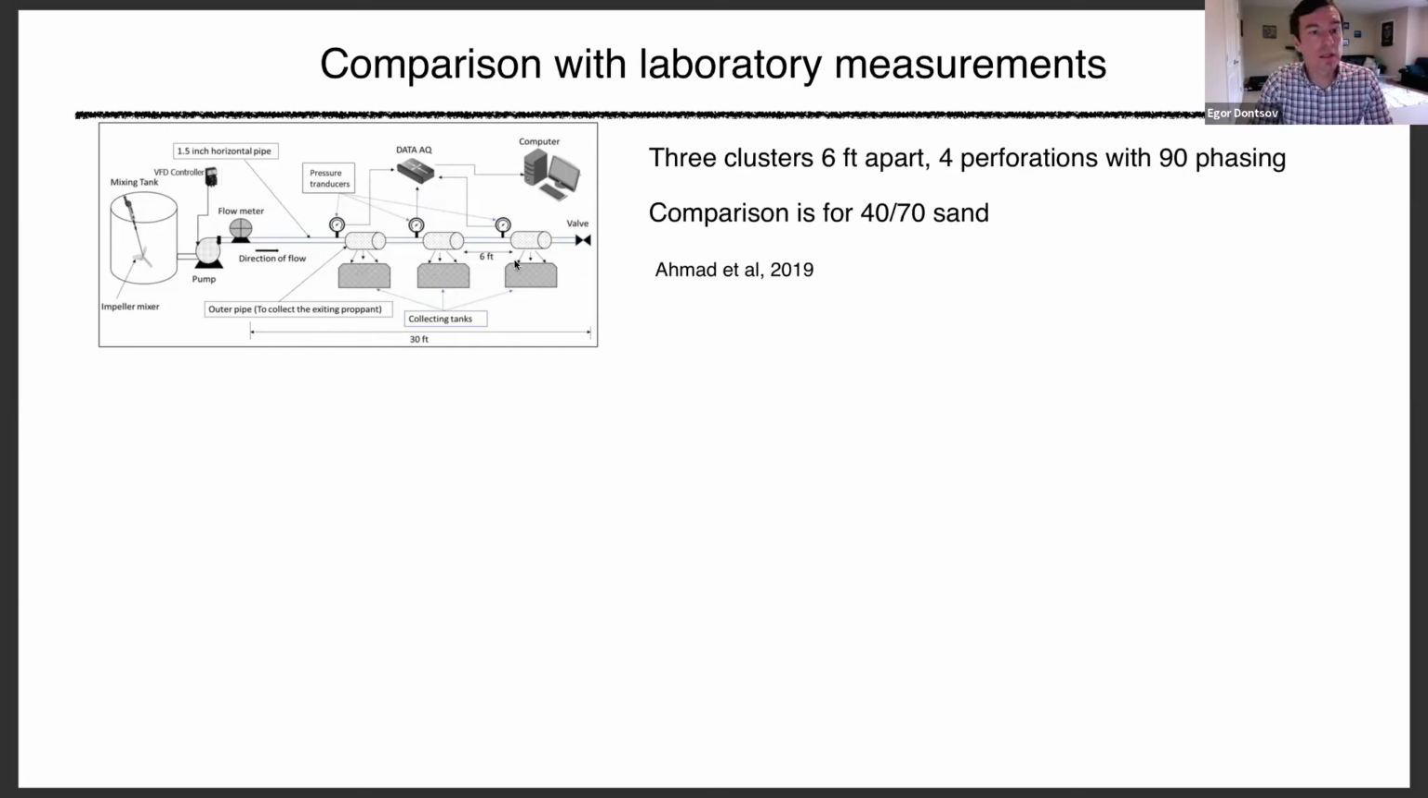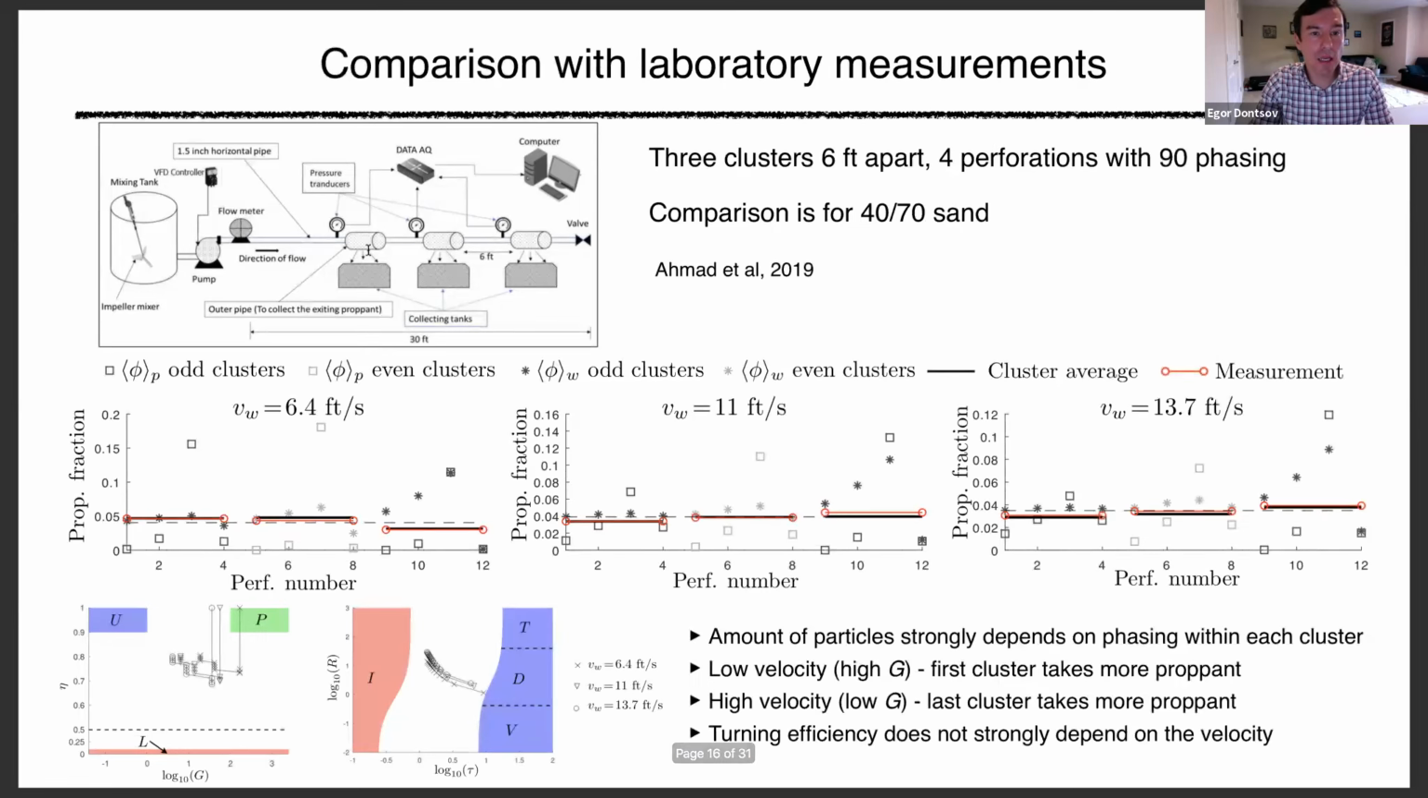The first thing is the experiments with 3-cluster geometry, 40-70 sand, and 4 perforations with 90-degree phasing. Now we have 1 tank per cluster. Here we show proppant volume fraction versus perforation number for different wellbore velocities, from low velocity to high velocity. In the model, we show the proppant concentration per hole, for each perforation. In the experiment, they collected the proppant from all perforations, so it's essentially the average of the cluster. The black line shows the cluster average for the model, and the red one shows the measurement.